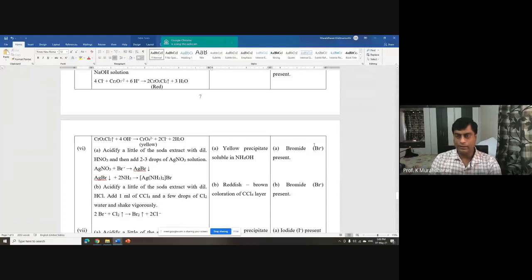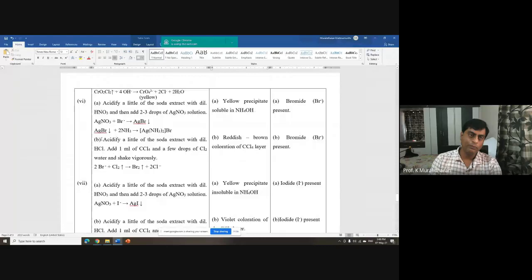Then the second part of this is to acidify a little bit of soda extract with HCl, add the carbon tetrachloride and a few drops of chlorine water, and shake vigorously. This carbon tetrachloride is an organic solvent. It will be kept in the laboratory, and the chlorine water means that chlorine gas will be produced and dissolved in water, so you get a chlorine gas solution.